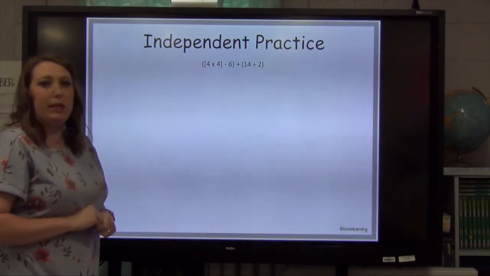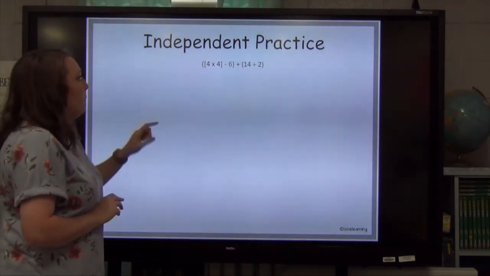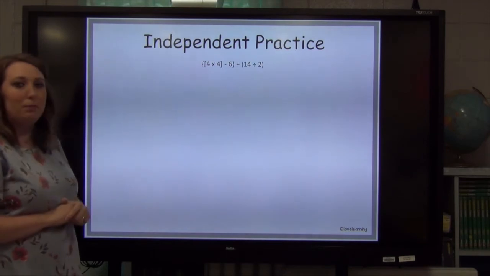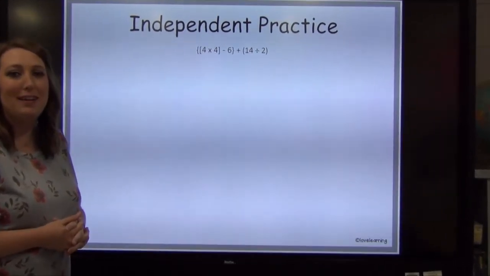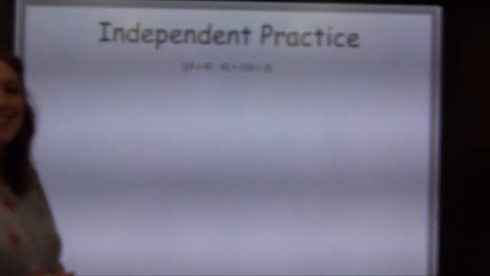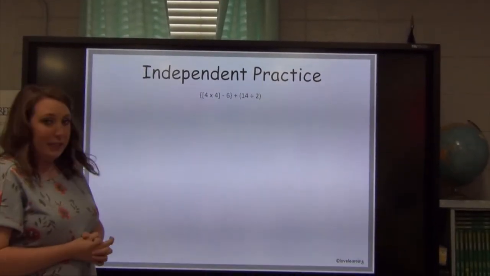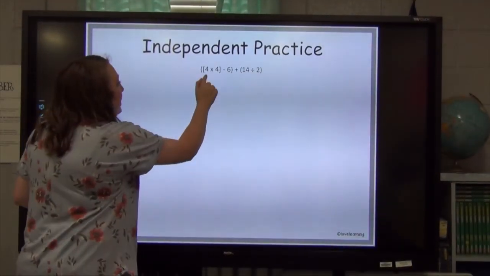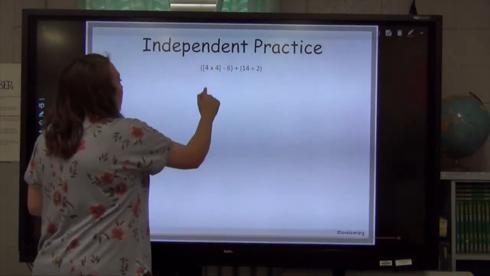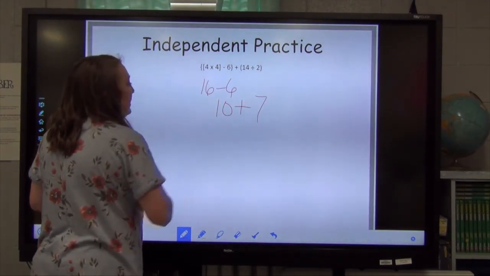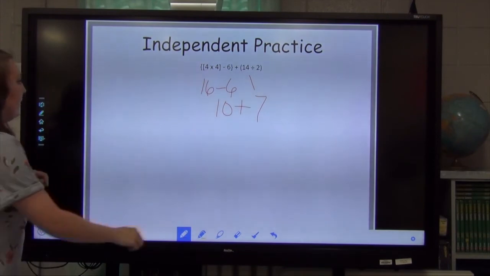Alright, I know this one is a little small. Okay, so, can y'all zoom in on that? Alright, so I want you to solve this problem. Pause your video and solve it. Alright, did you get 17? Very good. The answer is 17. Alright, so 16 minus 6 is 10. Plus 14 divided by 2 is 7. So 10 plus 7 is 17.